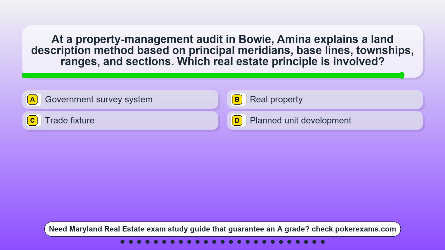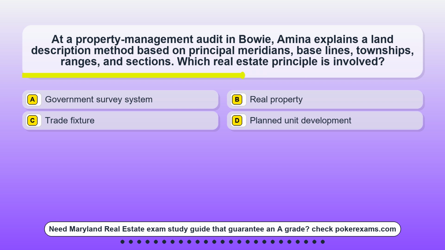Question 14. At a property management audit in Bowie, Amina explains a land description method based on principal meridians, baselines, townships, ranges, and sections. Which real estate principle is involved? Option A. Government survey system. Option B. Real property. Option C. Trade fixture. Option D. Planned unit development.